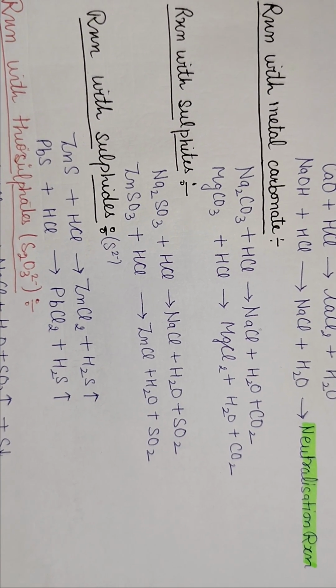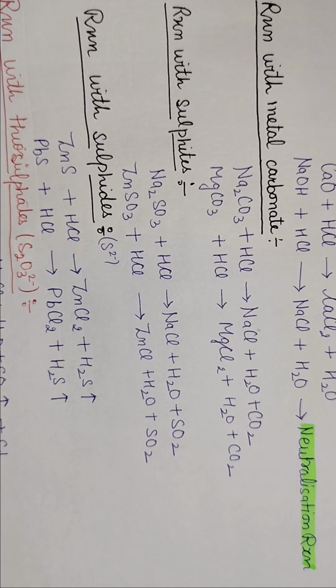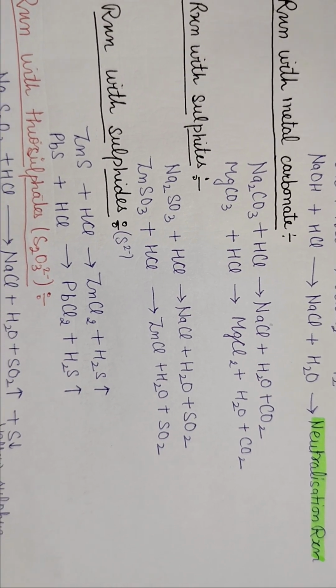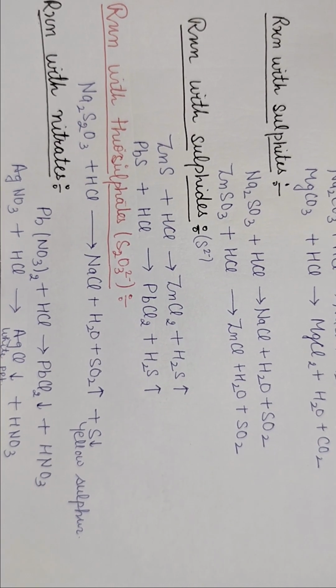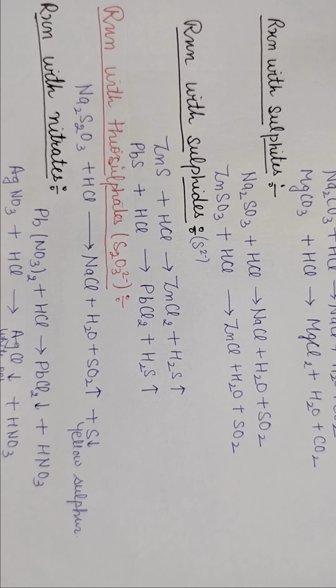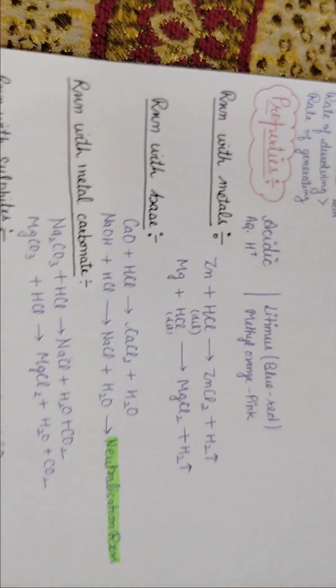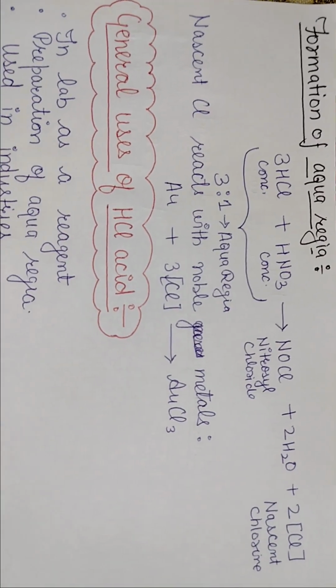In the case of sulfites, it will lead to the formation of sulfur dioxide, and in the case of sulfides, it will lead to the formation of H2S gas. But the most important reaction is the reaction with thiosulfate, where it will form yellow sulfur. Okay, and in the case of nitrates, it will form AgCl or PbCl2, which are white precipitates. Okay, the video is going to be so long that I'm not going to discuss these reactions in detail.